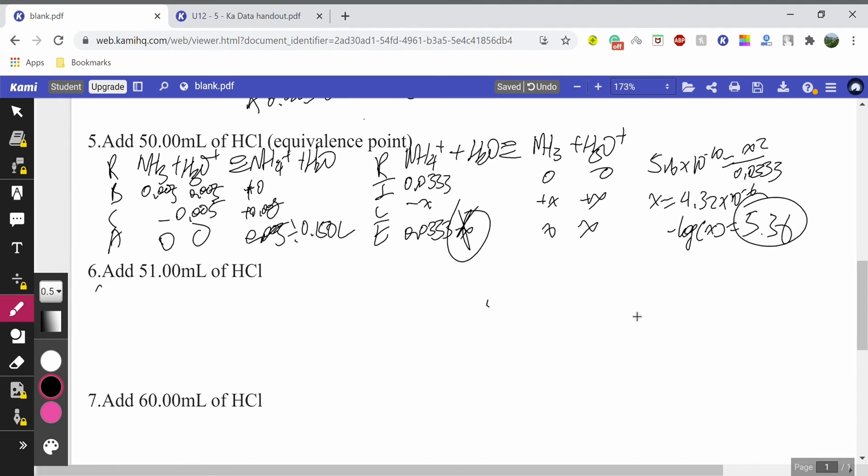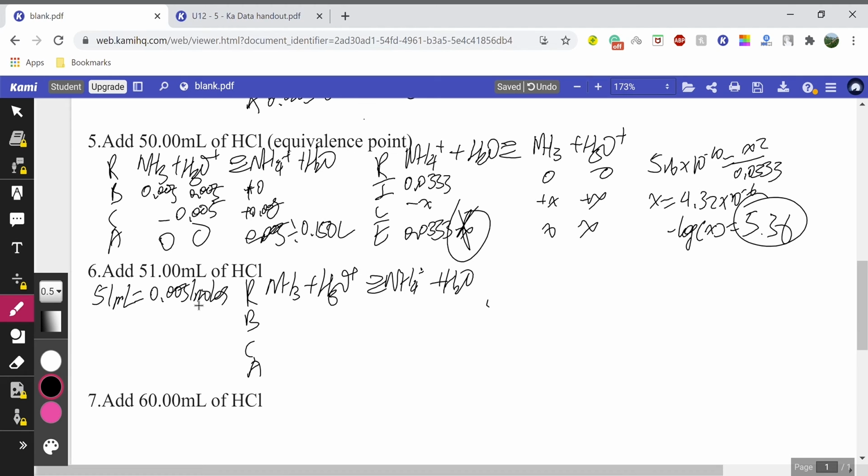Now we add 51. Let's convert it into moles. 51 divided by 1000 times 0.1 is going to be 0.0051 moles. So in our RBCA chart, it's going to be NH3 plus H3O plus, forming NH4 plus H2O. And this is going to be 0.005. This would be 0.0051. So we subtract both sides by the smaller one. It will be 0.005. Now our excess reactant is no longer the base, instead it's the acid. So this is going to be 0 over here. Our excess reactant is going to be the acid, and our limiting reactant is going to be the base. So it'll be over here, and it'll be 0.0001. And plus 0.005, it'll be 0.005.